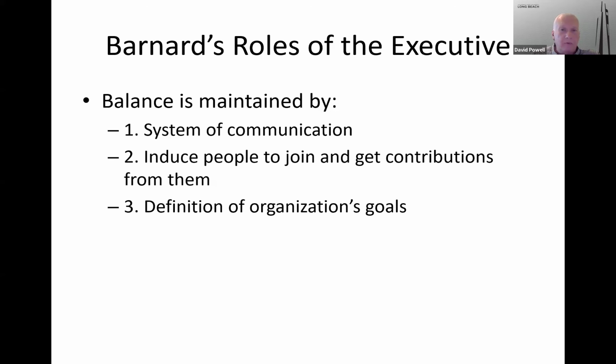Secondly, you have to have the right set of incentives to induce people to join in on this work to provide the contributions that the organization needs. And then you also have to have a clear definition of the goals of the organization. And again, the one overriding goal in natural systems theory is agency survival.